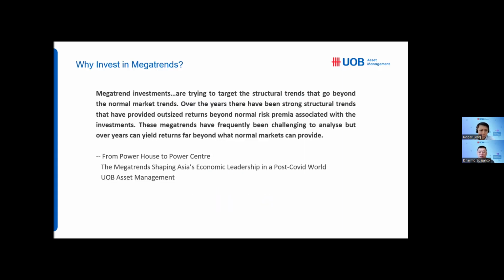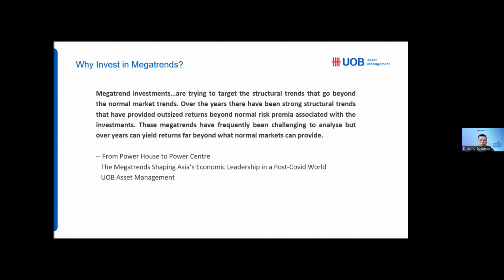Maybe I'll start by looking at why we should be investing in megatrends. What are megatrends? Megatrends are themes that extend not just this year or next year, but into the decades to come, where there is a structural trend that affects our lives and society as a whole. So from our point of view, megatrend investment is trying to target structural trends that go beyond normal market trends, beyond normal market cycles.